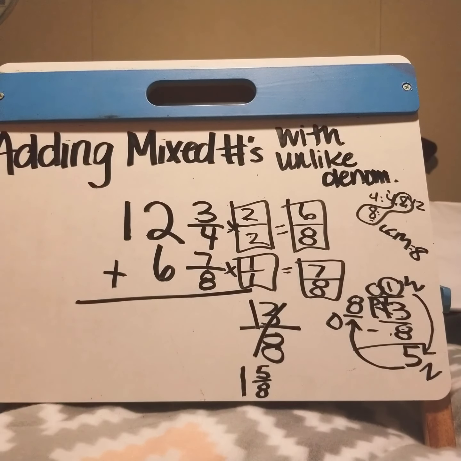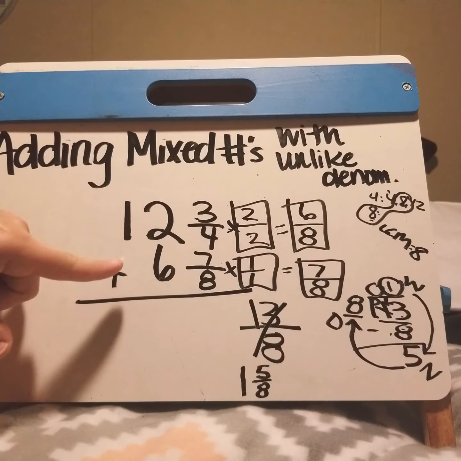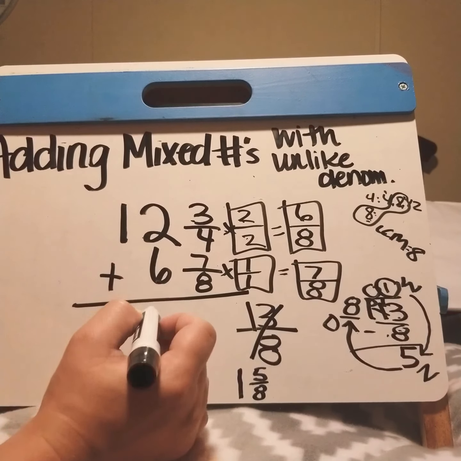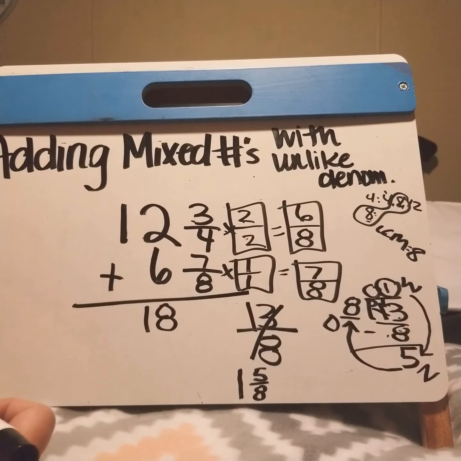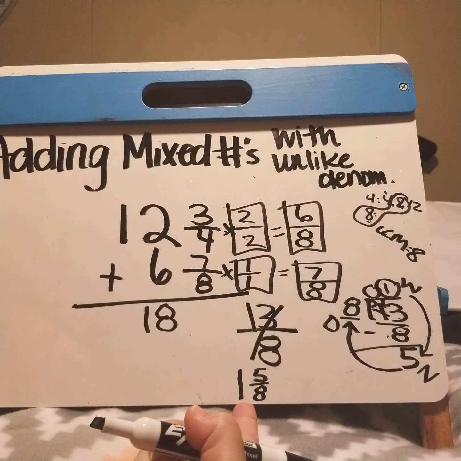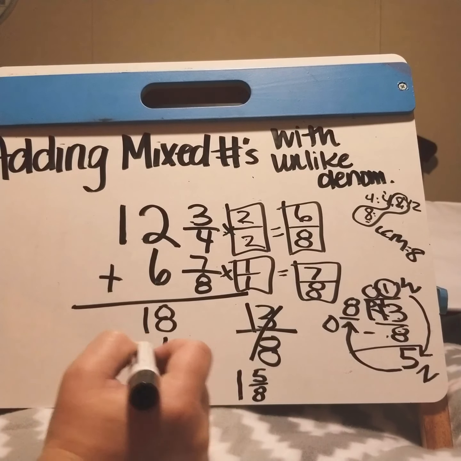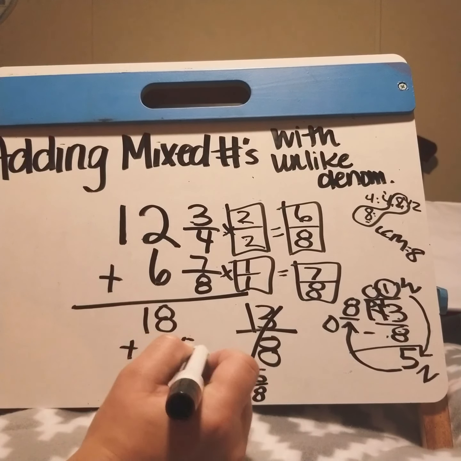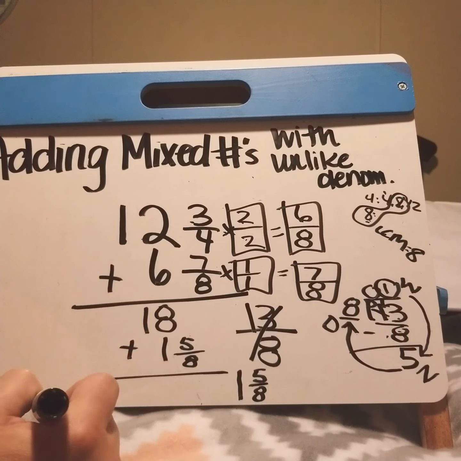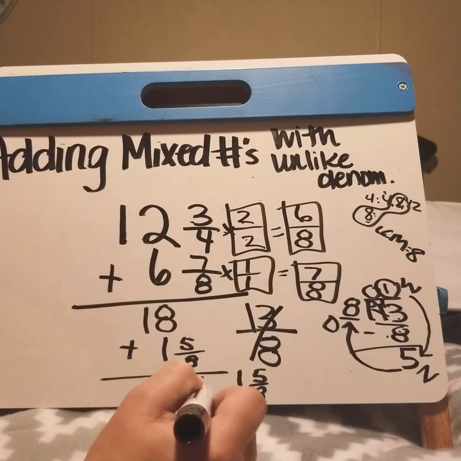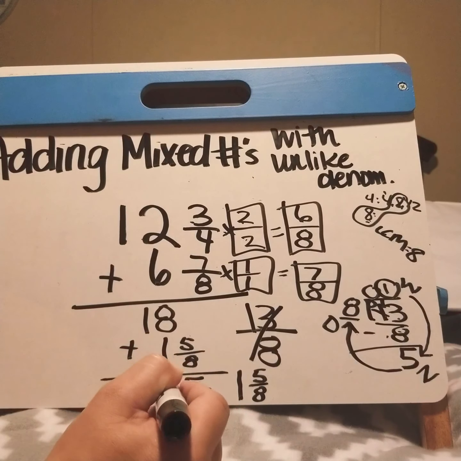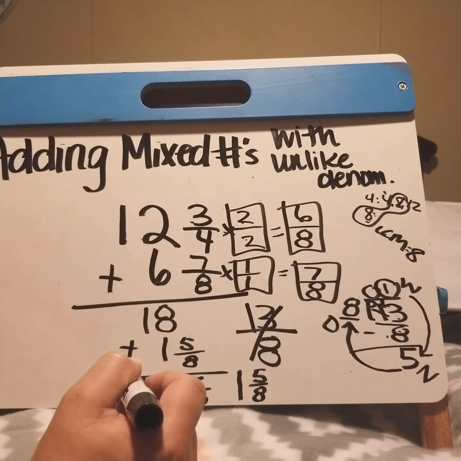We're going to go back to our whole numbers. So 12 plus 6, I know 12 plus 6 is 18. But now I'm going to add this to it. So I'm going to do 18 plus my 1 and 5/8. My fraction will stay the same. 18 plus 1 is 19, and then I bring down the 5/8.